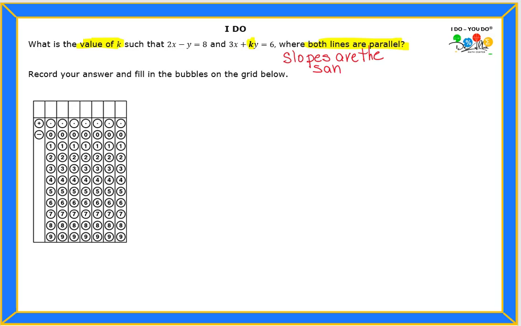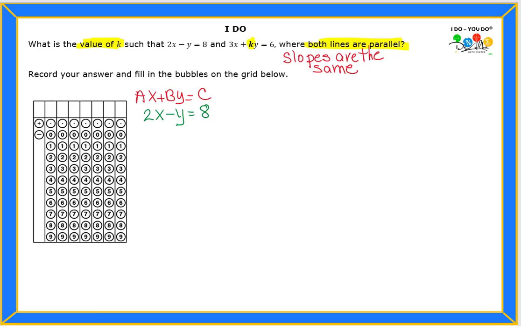Now if you notice the first equation that is given to you, I'm going to write it down here: 2x minus y equals 8. But I know that it's not in slope-intercept form because the y is not by itself. Therefore, I cannot say the slope is 2 because it's next to the x. No, this is actually in standard form. In standard form, we write ax plus by equals c.